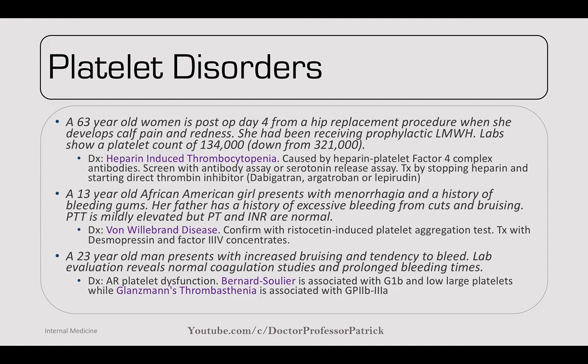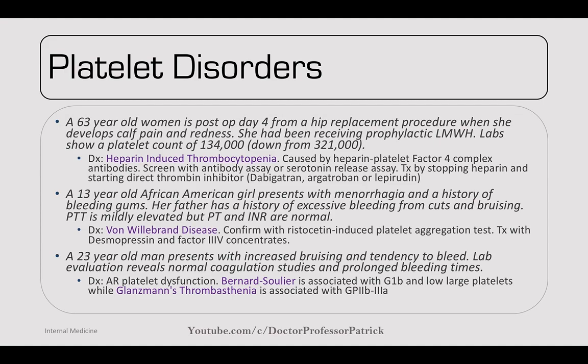Her PTT is mildly elevated, but PT and INR are both normal. So this is von Willebrand's disease. It's confirmed with a ristocetin-induced platelet aggregation test, and you want to treat with desmopressin and factor VIII concentrates if needed. This is a very common autosomal dominant inherited disease.